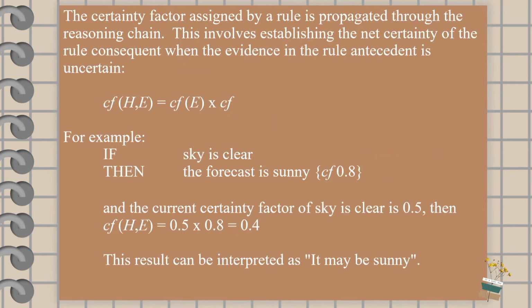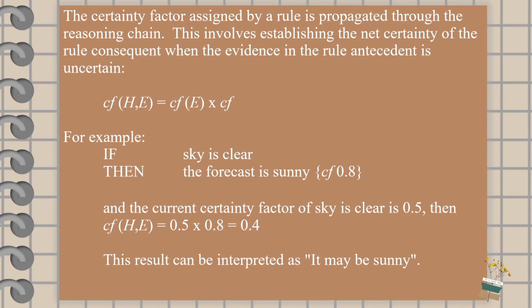The certainty factor assigned by a rule is propagated through reasoning chain. This involves establishing the net certainty of the rule consequent when the evidence in the rule antecedent is uncertain. Certainty factor of hypothesis and evidence equals certainty factor of evidence times certainty factor.